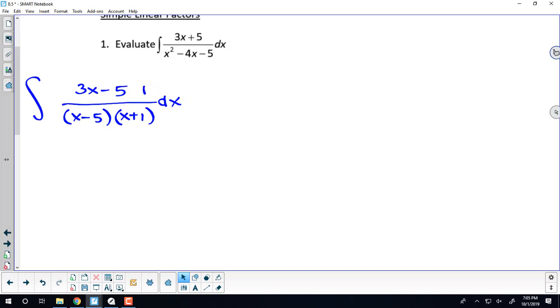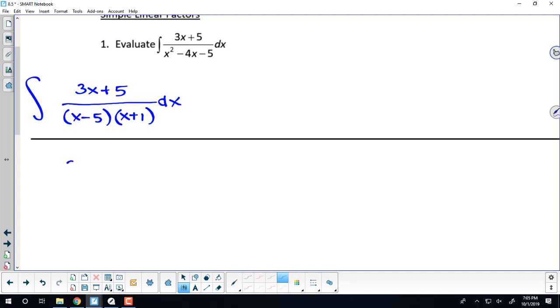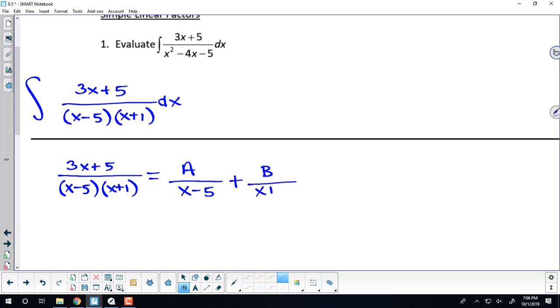Where did that go? Plus. Oh, yeah. All right, so we'll do this kind of side work to decompose the (3x + 5) over that thing. Do that for now. So since it's simple linear, we're going to say that (3x + 5) over (x - 5) times (x + 1) is equal to A over (x - 5) plus B over (x + 1).